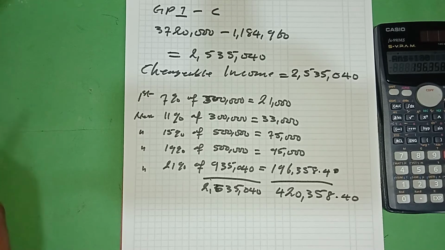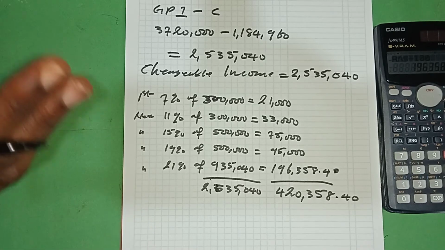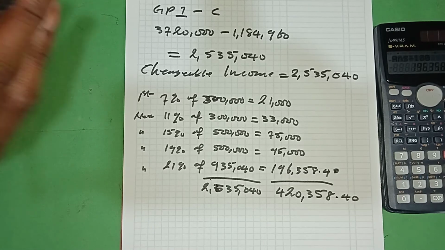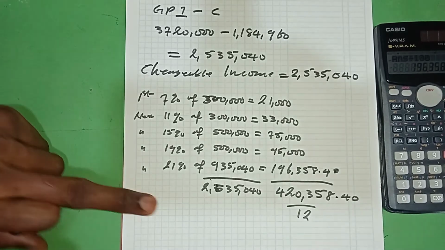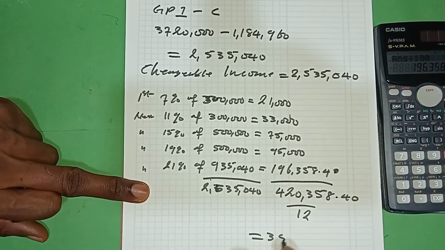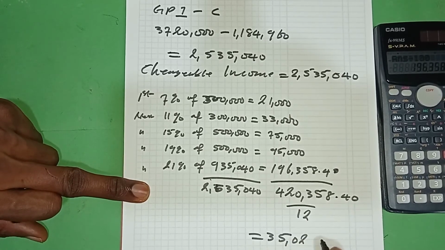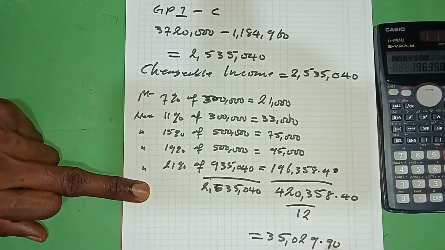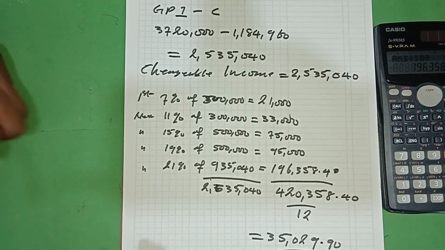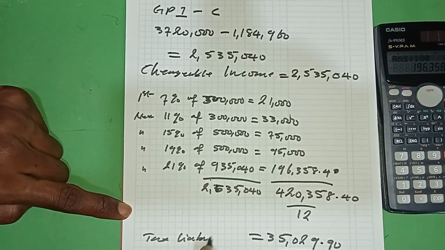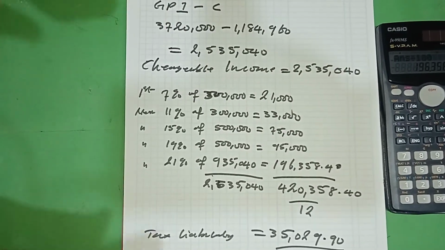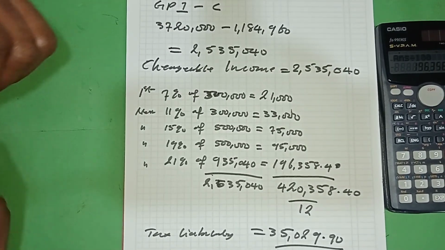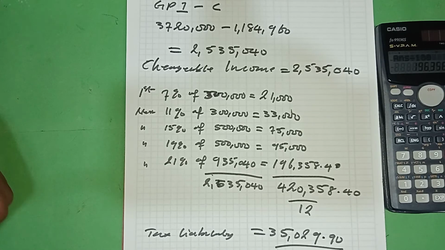But we are not looking for the amount you are going to remit for the year. We are looking for the one that will be deducted from your payroll each month. So what we do here, you divide this by 12, and it's going to give you 35029.90. So this is the amount. This is your tax liability that you are going to pay or remit to the FIRS, and this amount will be deducted from your salary every month before you get your net pay or your take home pay.